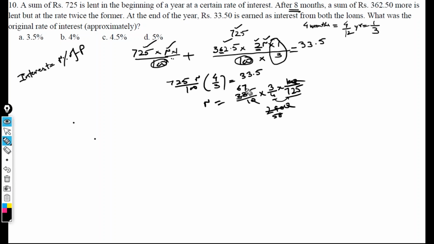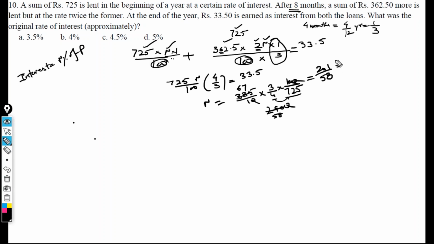Now 67 is a prime number. So we cannot cancel out these values further. So just multiply 67 with 3. It comes out to be 201 divided by 58. Is it clear, everyone?